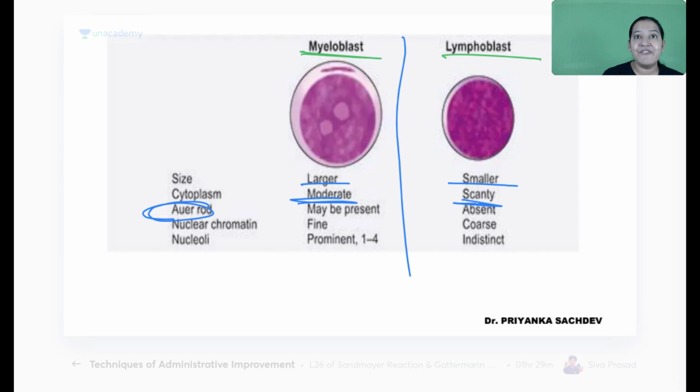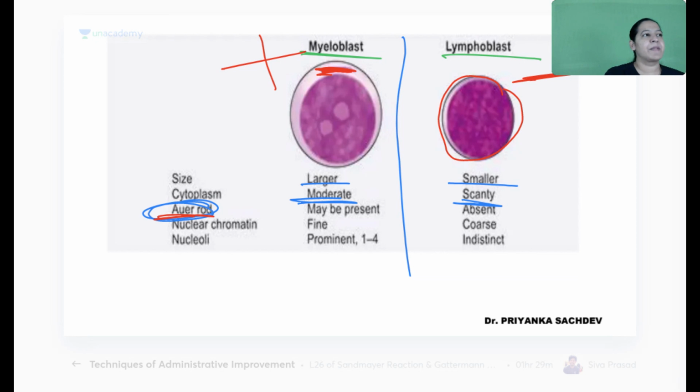Okay. See, cytoplasm is really more in myeloblast and it is very, very scanty in lymphoblast. Iron rod. The main difference is the iron rod. Can you see in the cytoplasm there is a rod-shaped structure here? This rod-shaped structure is known as iron rod. It is present in myeloblast. It is absent in lymphoblast. See the cytoplasm here in lymphoblast. No iron rod is present. So that is the hallmark feature. Give me a thumbs up.